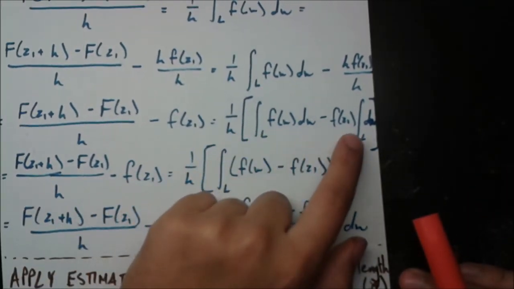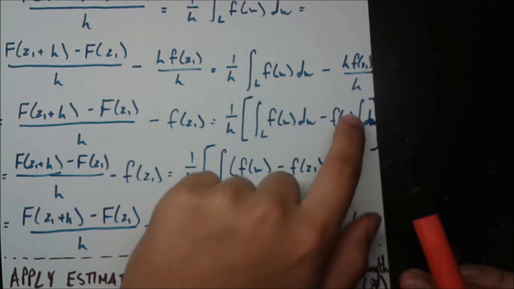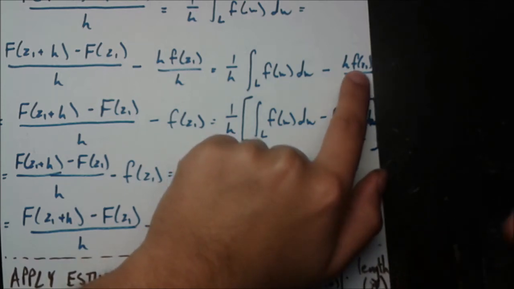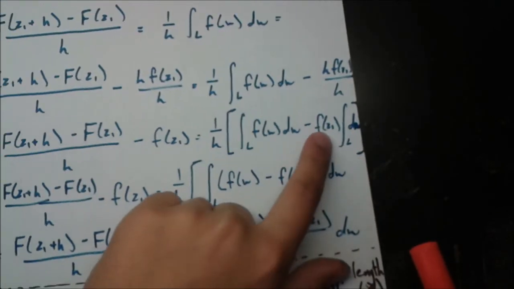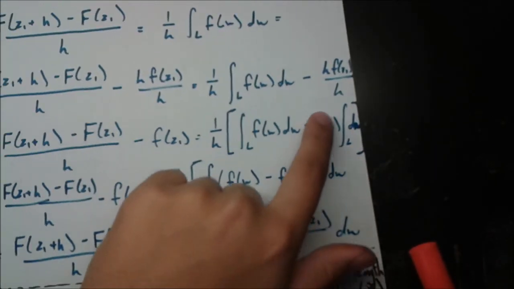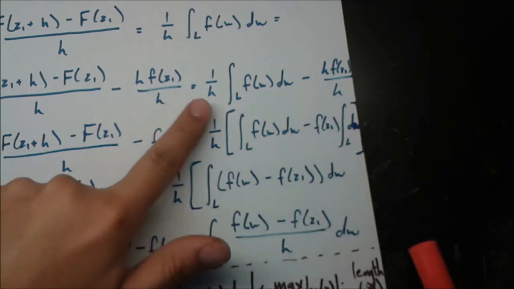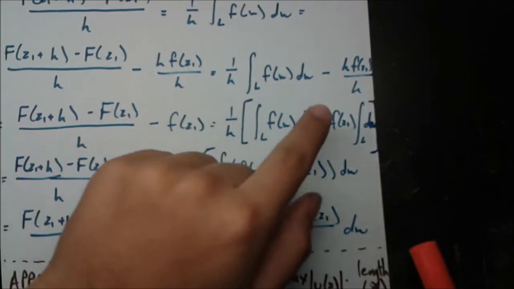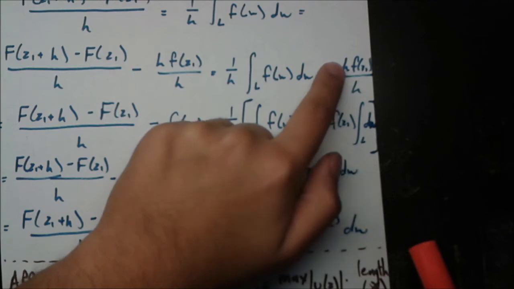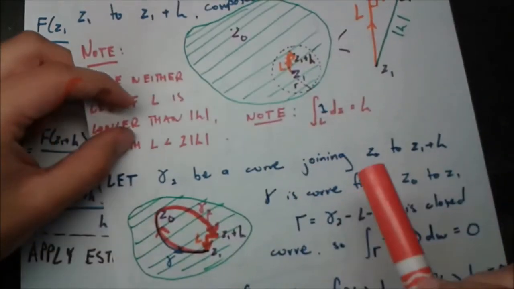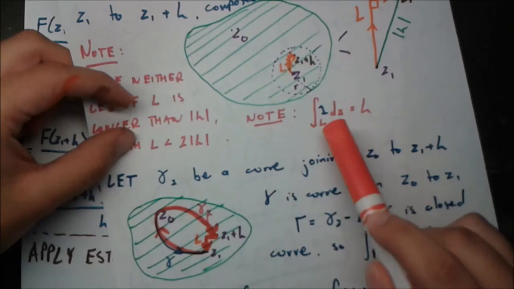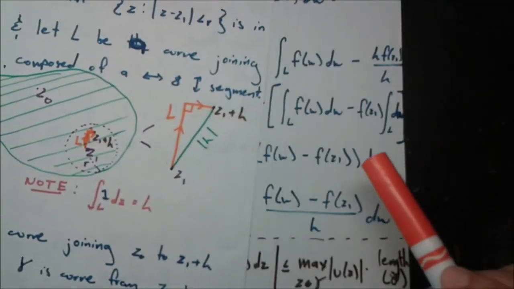And now you're probably asking, where did this integral sign come from? Well, this f of z1 is a constant, right? Because z1 is a constant and f is just a function, so it spits out some constant number. So we put f of z1, and we took this 1 over h and this 1 over h here, and we factored it outside, but that still leaves us with an h here. So how did this h transform into an integral? Well, that's why I said back here, note that the integral of dz over L is equal to h, because that's exactly what we have here.